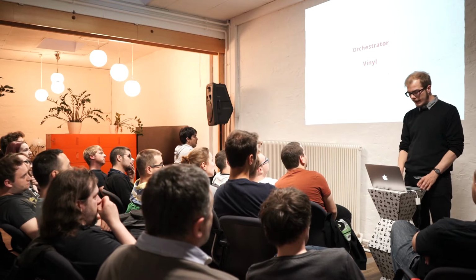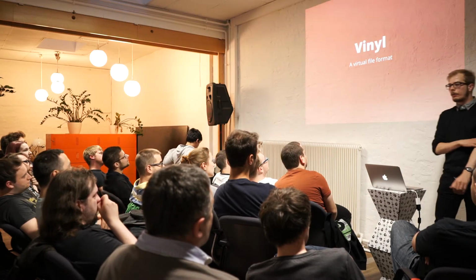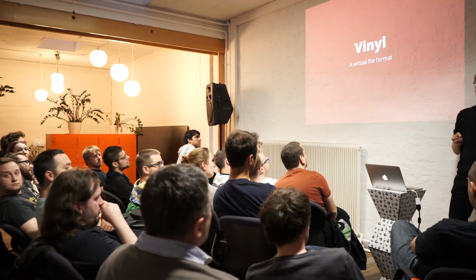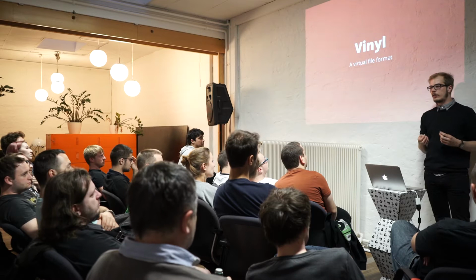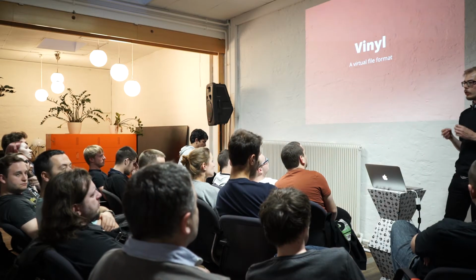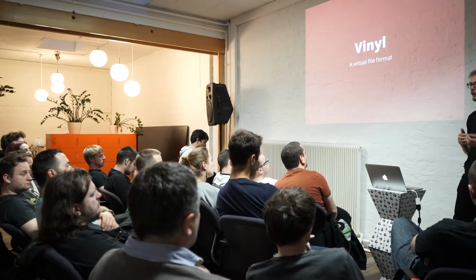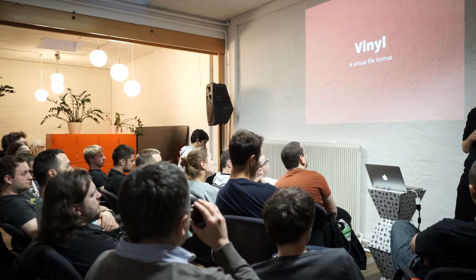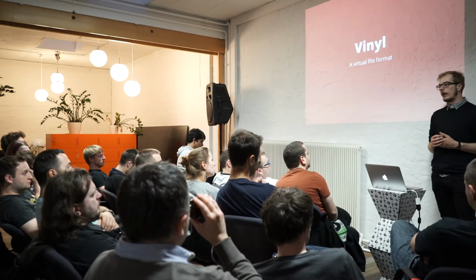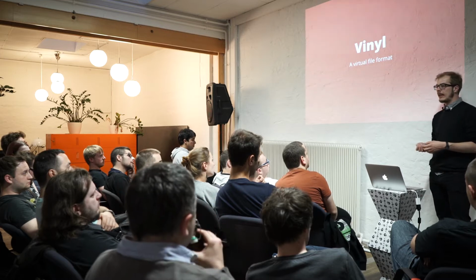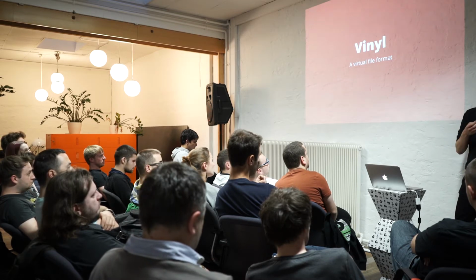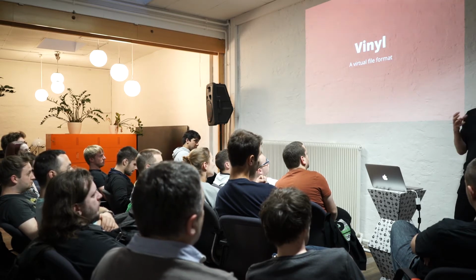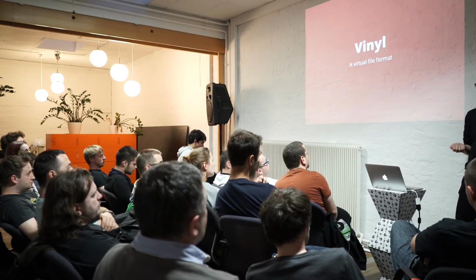The second is Vinyl, and Vinyl is a virtual file format. Basically it is an abstraction layer over the file system. It offers some functions to read from and write to the file system, but in a non-specific way. So you could replace the file system with S3, Amazon S3, or Dropbox, or whatever. It's not specific to the Node.js functions for reading and writing files.